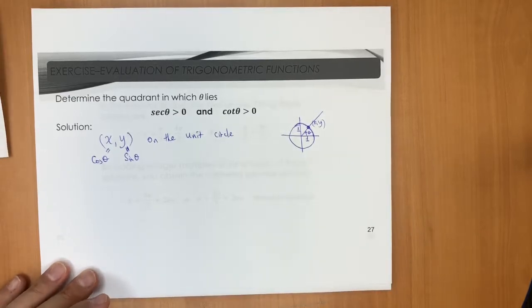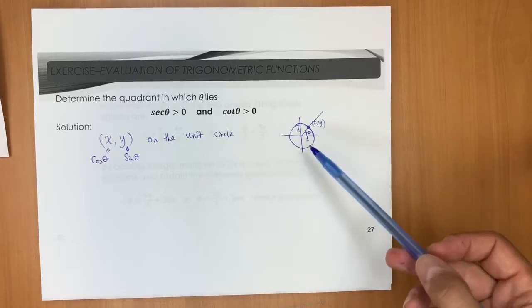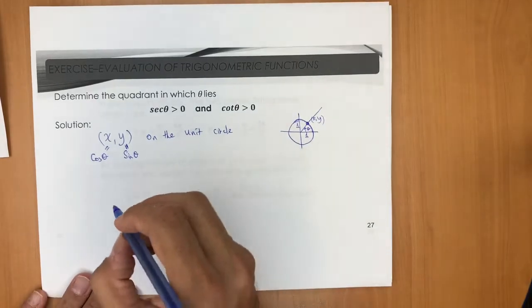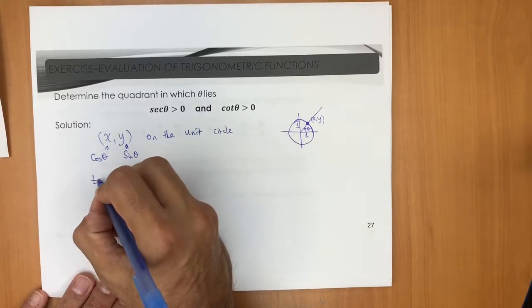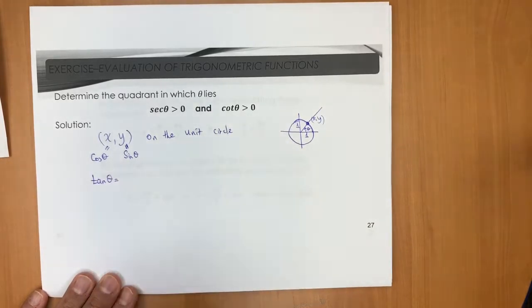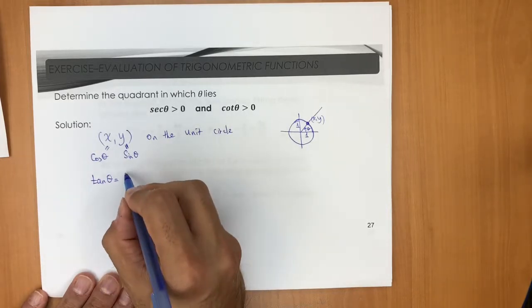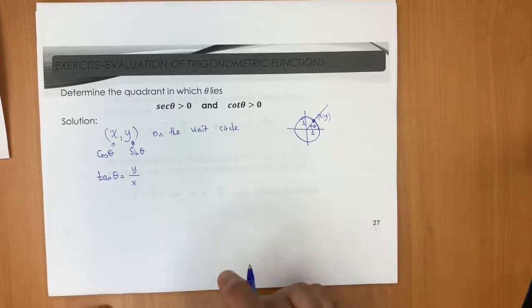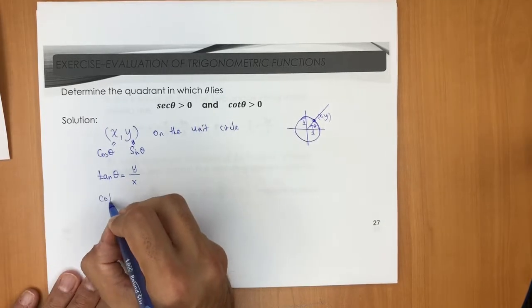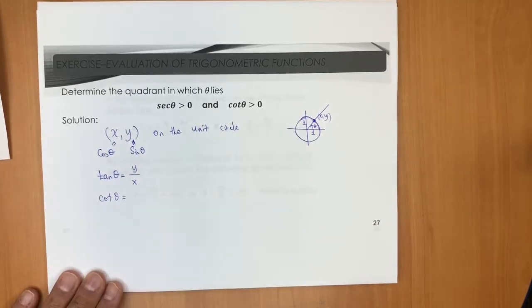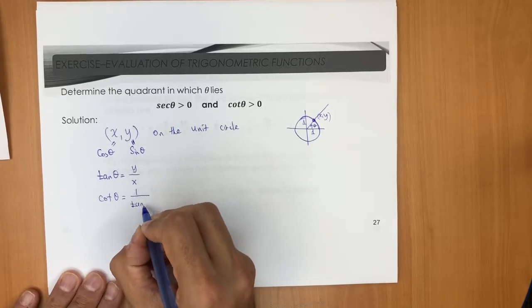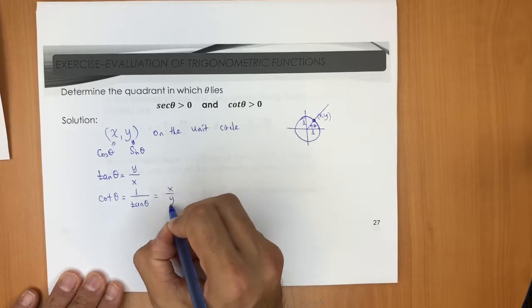All right. So we're going to use this idea to determine what quadrant we are in depending on the sign of x and y. So let's just remember that tan theta is sine over cosine, and that should be y over x. And cotan of theta is the reciprocal of tan, which is 1 over tangent theta, that's x over y.